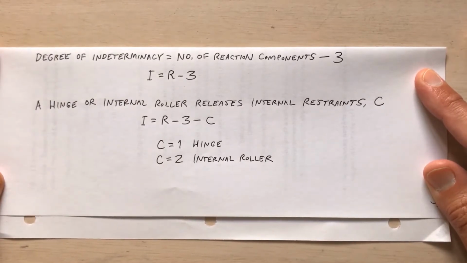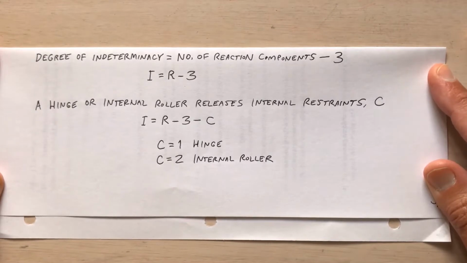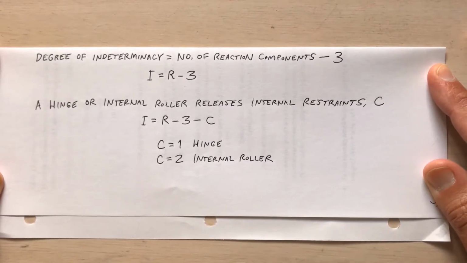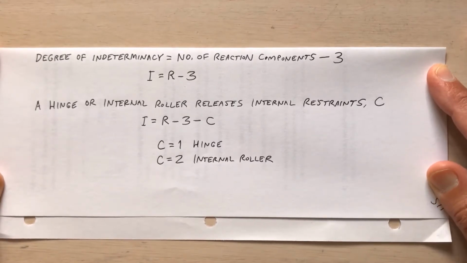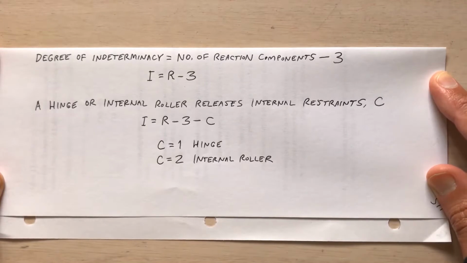Now if you have a hinge, internal hinge or an internal roller, you're releasing some internal restraints. C would be the number of internal restraints that you're releasing, and the new formula for degree of indeterminacy would be I is r minus 3 minus C. C is equal to 1 for an internal hinge, because for an internal hinge you're actually releasing an internal moment. And C would be 2 if you have an internal roller, because for an internal roller you're not only releasing moment, but you're releasing either a restraint that's horizontal or a restraint that's vertical. So the degree of indeterminacy would be different depending on how many internal releases you have.